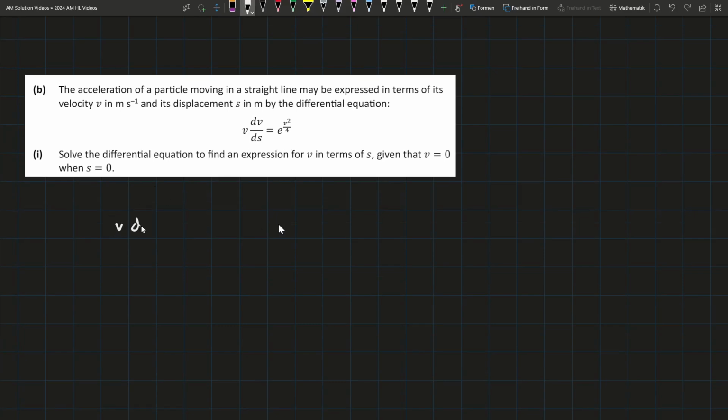So we have our v dv. Let's divide across by that e to the power of v squared over 4 equals, bring the ds up, we get ds. Now, just to make things a little easier to see, I'm going to bring that up to the top of the fraction by writing it as v e to the power of minus v squared over 4, just so it's a little easier to work with, equals ds. And now we're going to integrate both sides. Before we worry about the integrals, let's look at the limits. V is 0 when s is 0, and they go up to some velocity v and end at some distance s.